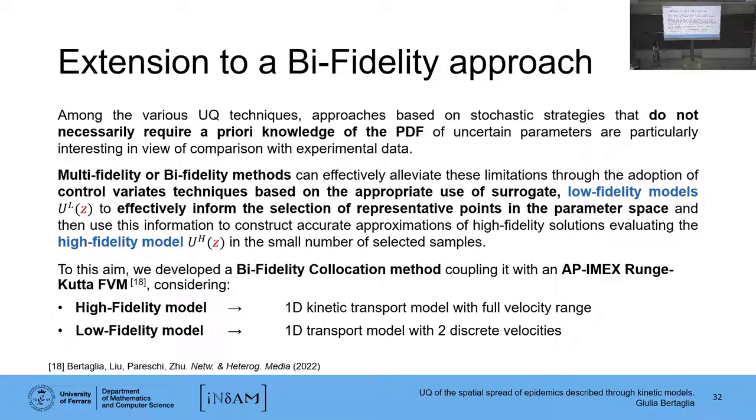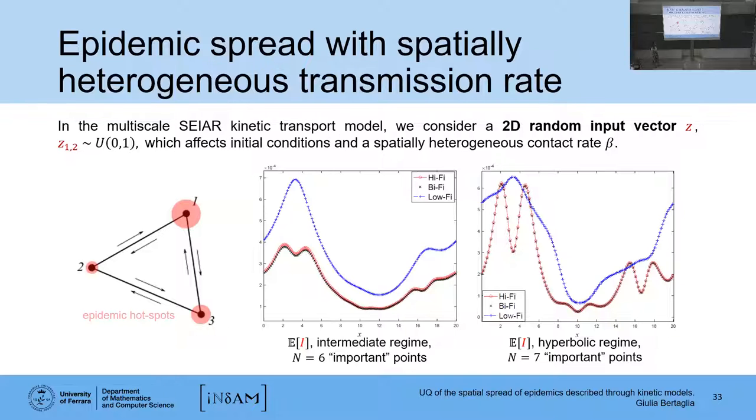And so together with Liu Liu and Shouyu Xu, we have developed and proposed a bifidelity collocation method, considering as high fidelity model a one-dimensional kinetic transport model with the full velocity range, so continuous in the velocity space, and a low fidelity model with two discrete velocities. This is the kind of solution that we can obtain if we consider a domain that is composed of three different regions. The first one is here, the second one is in the middle, and the third one is here, more or less. People interact with one another and can move in this domain. You see that the blue solution is the low fidelity solution, while the red solution is the high fidelity solution, both in an intermediate regime and in a hyperbolic regime.